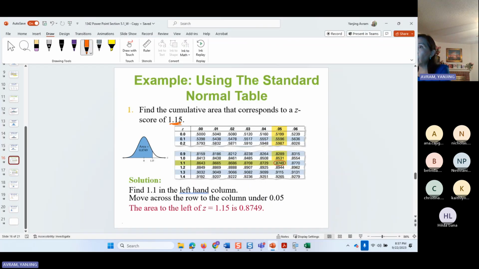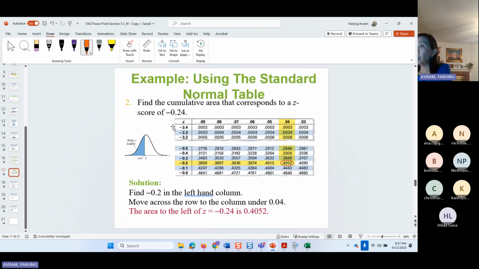All right, look at this one right here. This z-score is 1.15. You go to the 1.1 on the left, and then look at the 0.05 on the top. That is 0.8749. That's the area to the left. This one is negative 0.24. You look at the negative 0.2 and then the 4 here. The area to the left will be 0.4052.